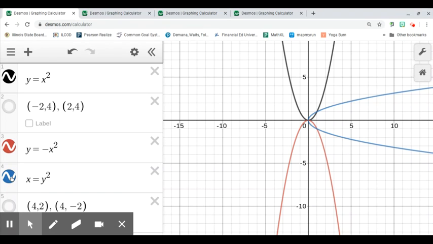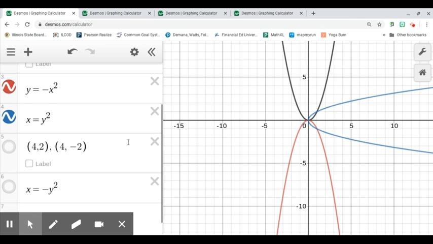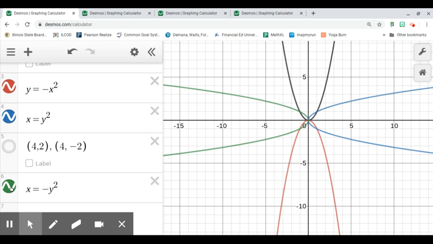So if I graph x equals y squared, so now I've put my square on the opposite variable, the y instead of the x. Well, y squared is still positive, so that means it's going to open to the right. And then can you guess what would happen if I put a negative in front of the y squared? You got it. It's going to open to the left.